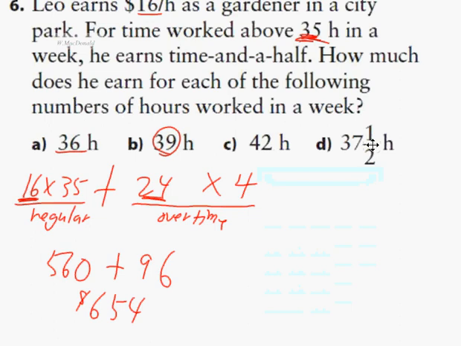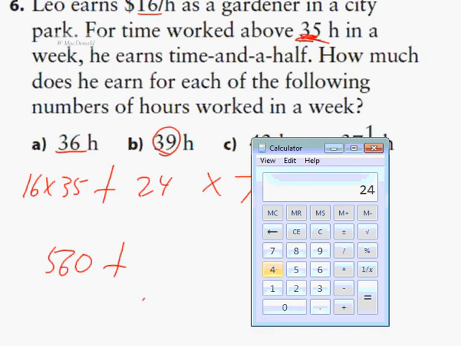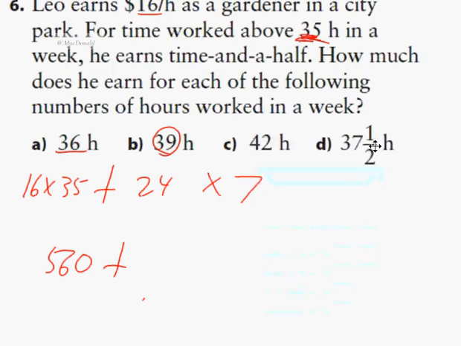And again, we can just kind of change this around. So now we got to figure out, I'm going to keep the 560 there. That's not going to change. I'll forget it if I don't put it. This time, if he works a 42-hour week, he worked 7 hours of overtime. So the only difference between these two is going to be 24 times 7, which is $168 in overtime pay. And when you add those two together, you get $728 if he worked a 42-hour week. That's C.